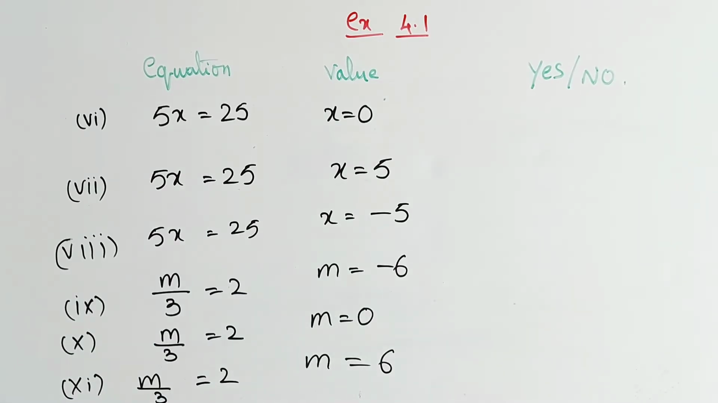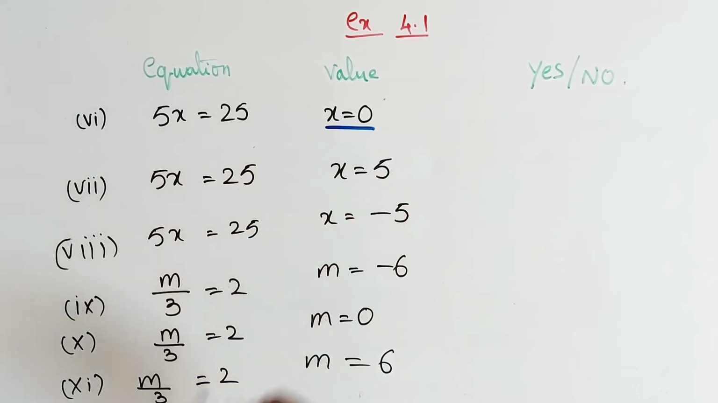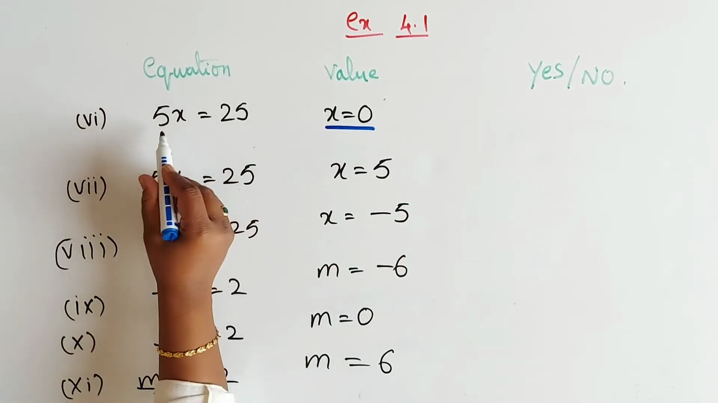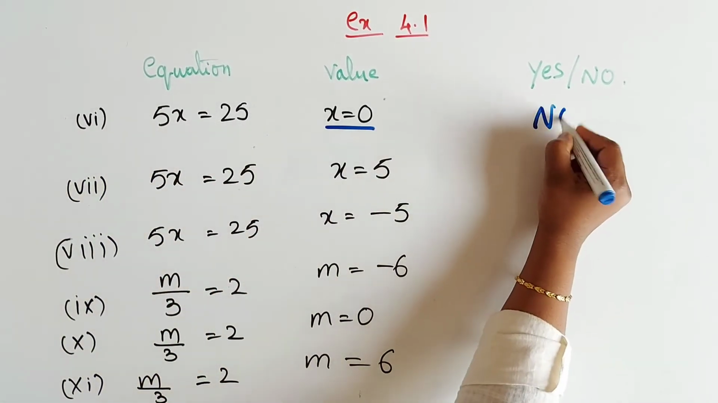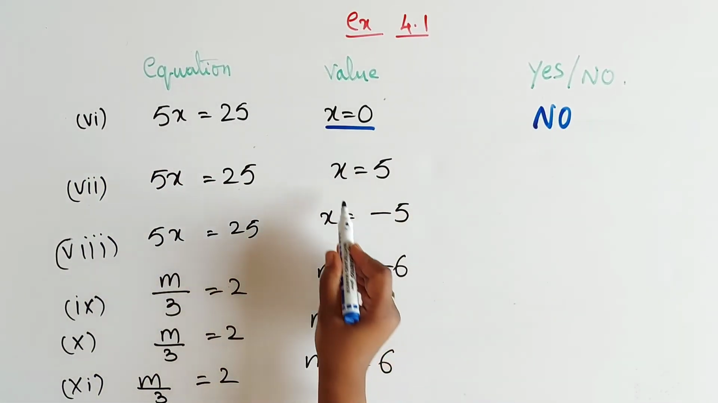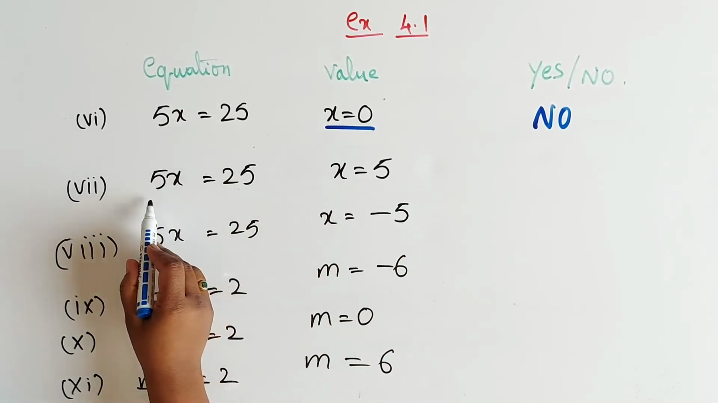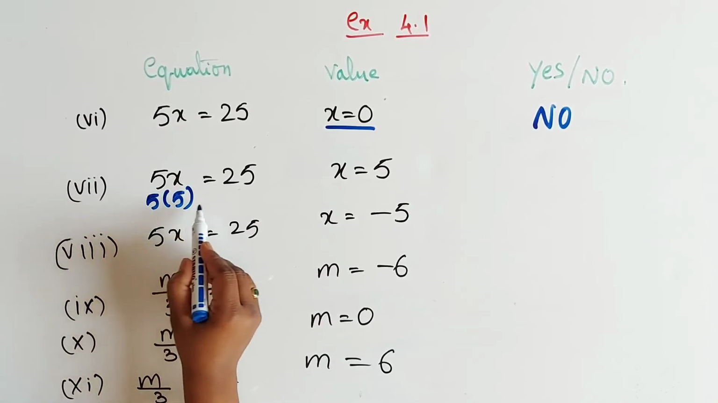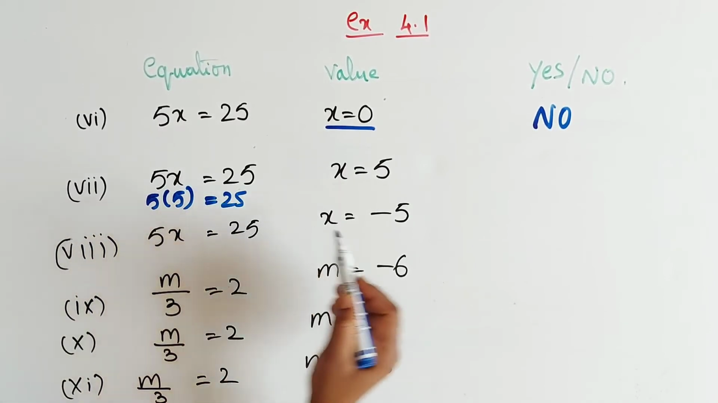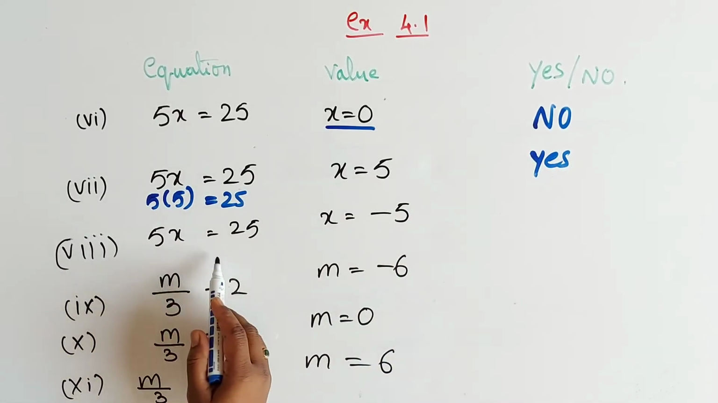Sixth one, 5x equal to 25. Here value is x equal to 0. Now put x equal to 0 in this equation. 5 into 0, 0, not 25. So it is not satisfying the equation. Now x equal to 5, same equation. Put x equal to 5 here. 5 into 5. 5 here in x place also we are writing 5. 5 5s are 25. It is satisfying. So S.